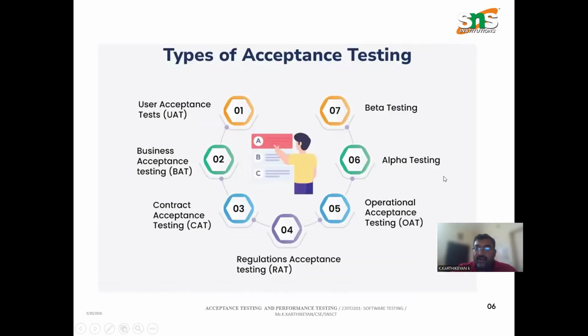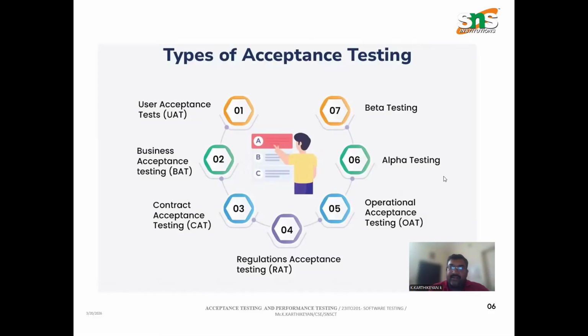So these are the types of acceptance testing. The first one is user acceptance testing. Second, business acceptance testing. Third, contract acceptance testing. Fourth, regulation acceptance testing. Fifth, operational acceptance testing. And sixth, alpha testing and beta testing. These are a few acceptance types.